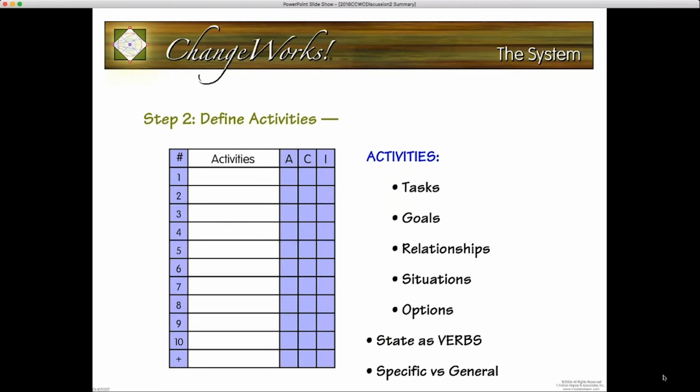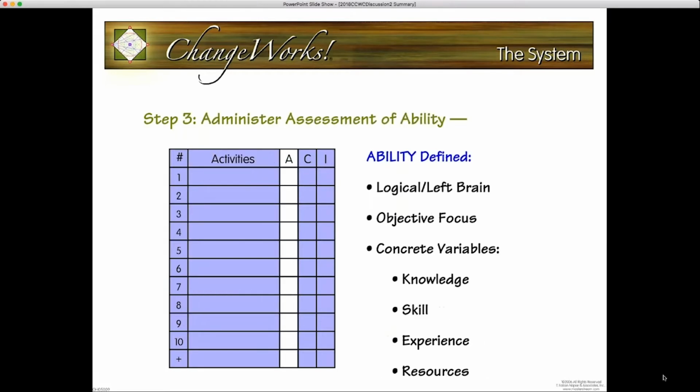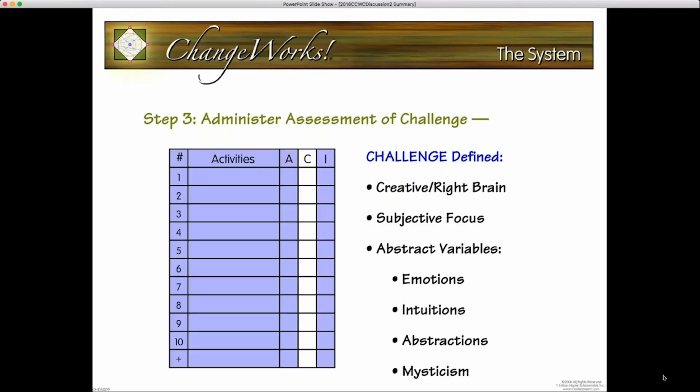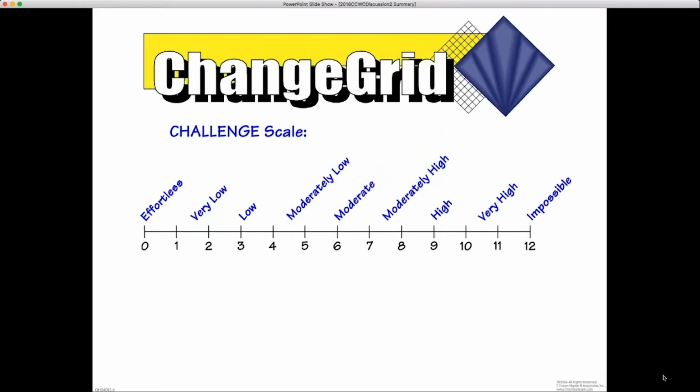But once we define those activities, for each activity, we're going to be assessing the client's level of ability to perform that activity. Ability includes things like knowledge, skill, experience, and resources. We're also going to be assessing the client's level of challenge or difficulty in performing that activity. Again, we use this scale of 0 to 12. There's a couple other dimensions that we also have the client rate themselves on.